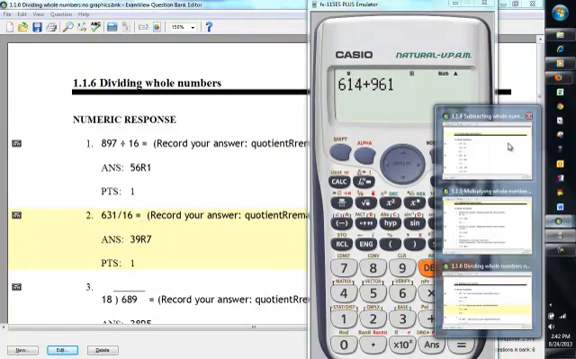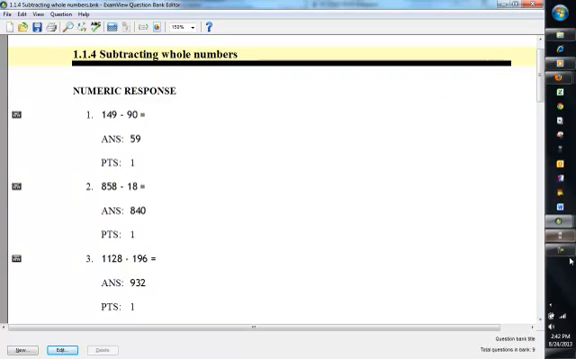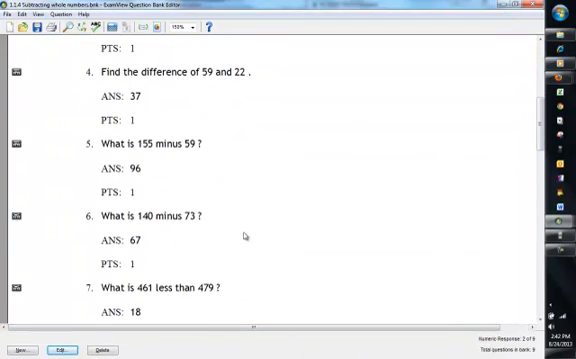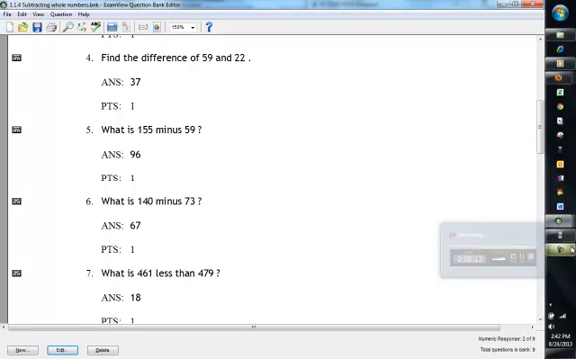So let's look at some subtraction problems here. Start out with some easy ones. 149 minus 90. 858 minus 18. 1132 or 1128 minus 196 is 932. So far, so good. Now, next one.